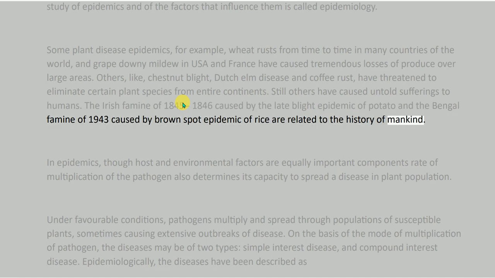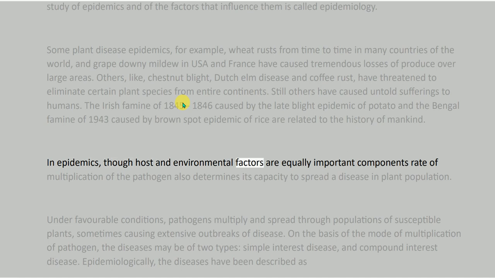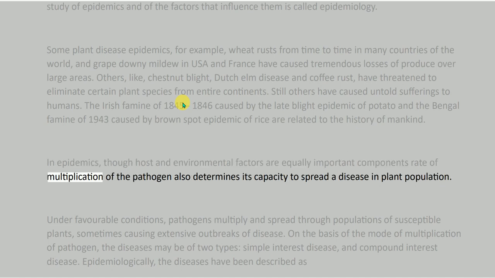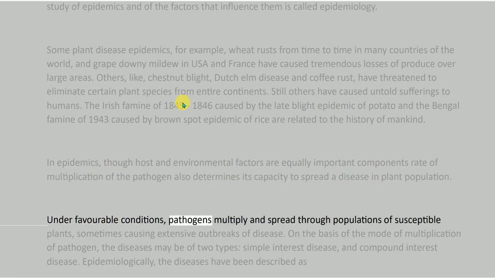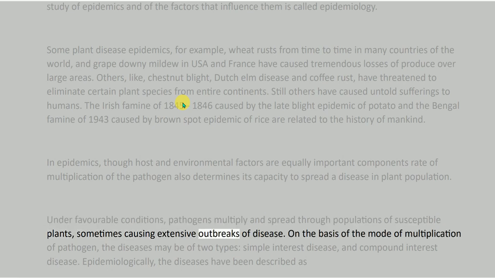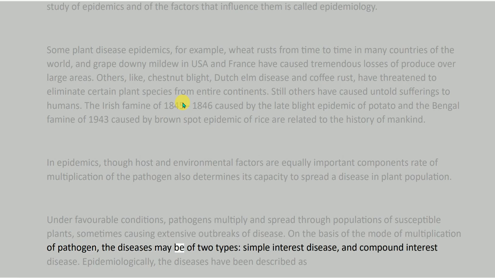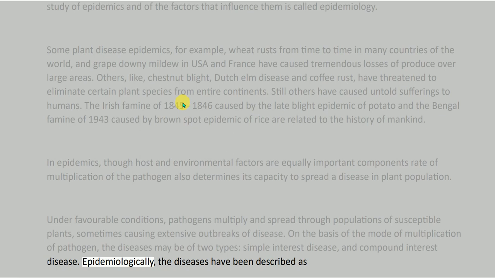In epidemics, though host and environmental factors are equally important components, the rate of multiplication of the pathogen also determines its capacity to spread a disease in a plant population. Under favorable conditions, pathogens multiply and spread through populations of susceptible plants, sometimes causing extensive outbreaks of disease. On the basis of the mode of multiplication of the pathogen, the diseases may be of two types, simple interest disease and compound interest disease. Epidemiologically, the diseases have been described as follows. Simple interest disease.